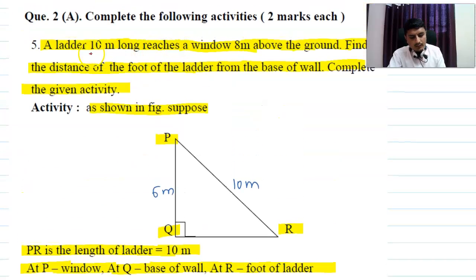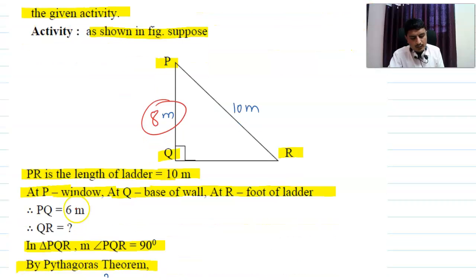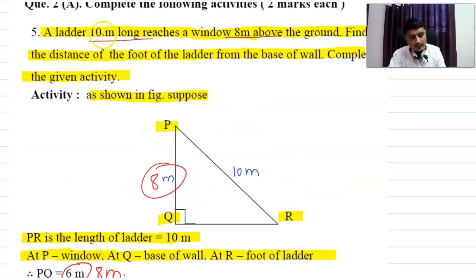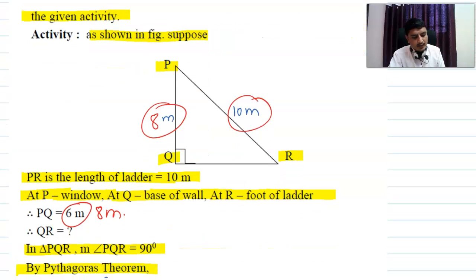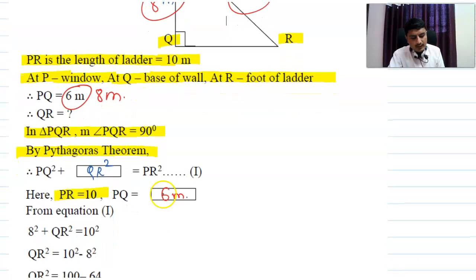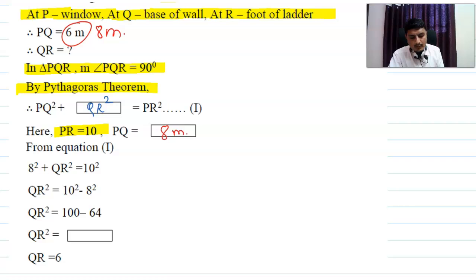Actually here we have a 10 meter long ladder that reaches a window 8 meter above. So the height of the window from the ground is given as 8 meter. Keep in mind, that means the value of PQ is 8 meter, and the length of the ladder given is 10 meter. So it is correct, PR value is 10, and we are getting 8 meter as the value of PQ.